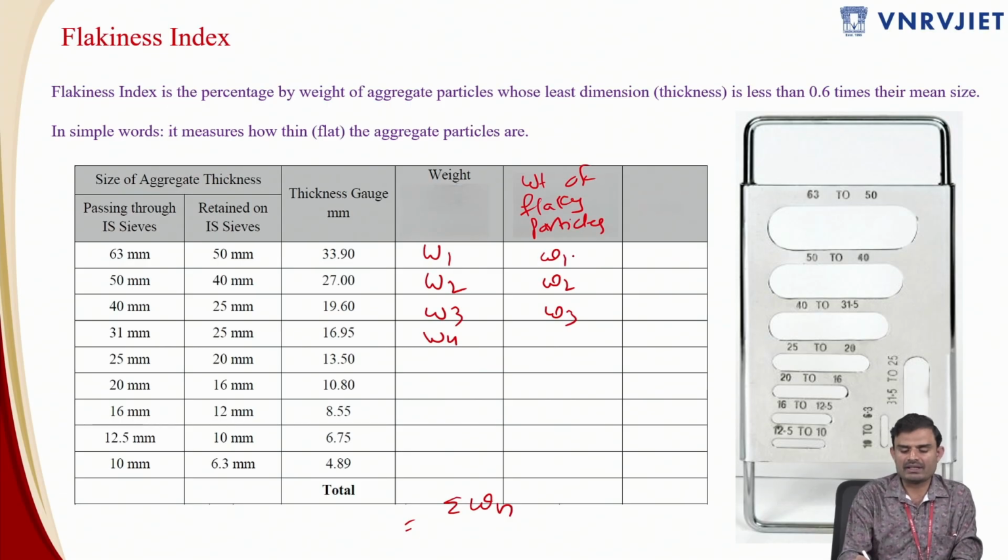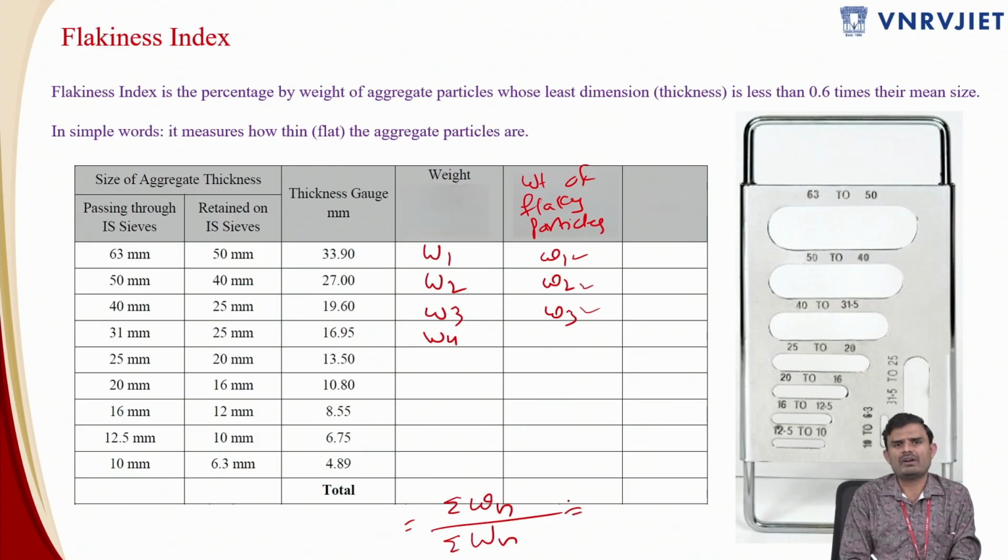That is nothing but you have to take the flaky particles of the size range 63 to 50, followed by 50 to 40, like that. So that is small w1 plus small w2 plus small w3 and so on, divided by capital W, that is sigma of capital W n, which is the weight of the original 200 particles you have taken for each size range. Then the overall value you can represent as the flakiness index. So I hope this is clear.